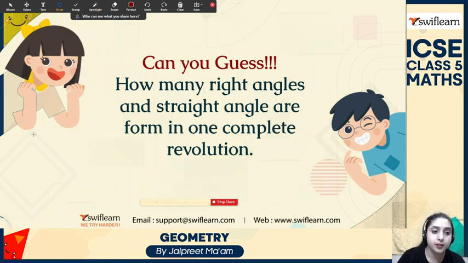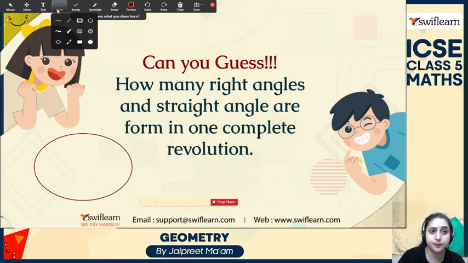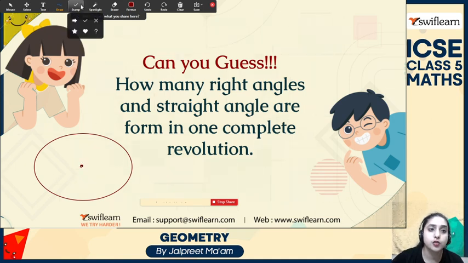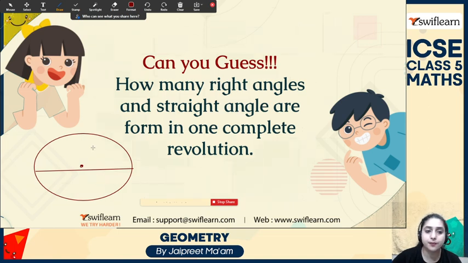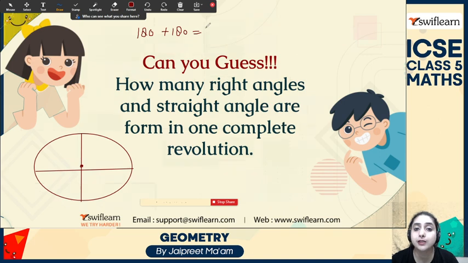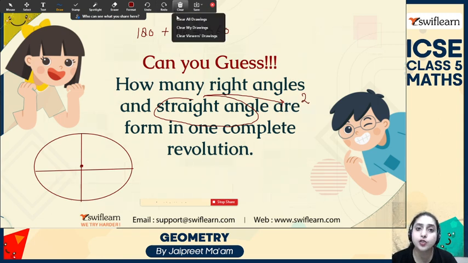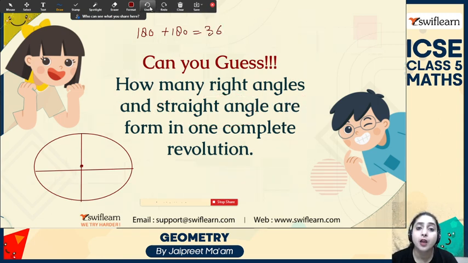Let's see. So for example, this is one complete revolution, and let's check if this is a starting point, right? So we have to check how many straight angles. So how many straight angles? One, right? One straight angle and two straight angles. So 180, we know the measure of one straight angle is 180, plus 180 makes 360. That means we have two straight angles in one complete revolution. Two straight angles. Now let's check how many right angles.